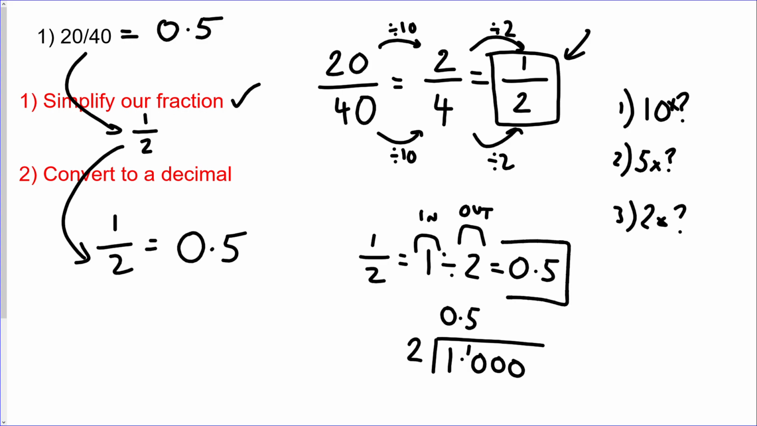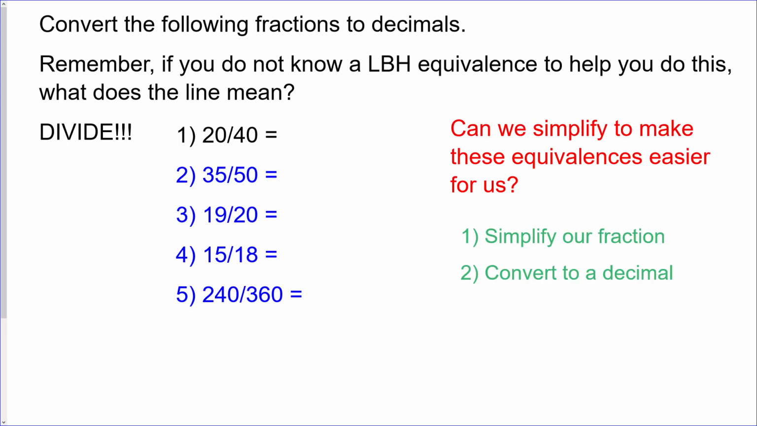Now if we compare our two answers, we get the same answer. So either method that you choose will be correct. It's just if we know our learn by hearts, we can do it a lot quicker. So I want you to have a go at these ones, please. Remember, first of all, you simplify the fraction, and then you convert to a decimal. And you can either do that using your learn by heart facts that you know, or using the saying that the line means divide. Either one will get you the right answer.